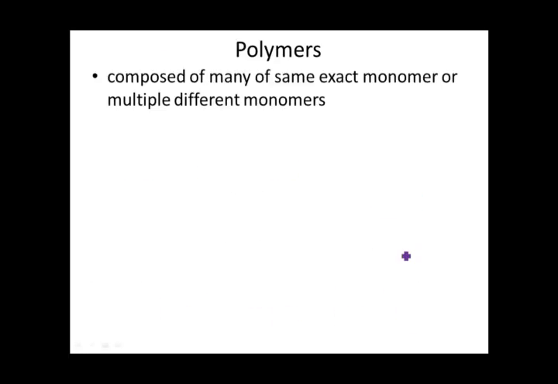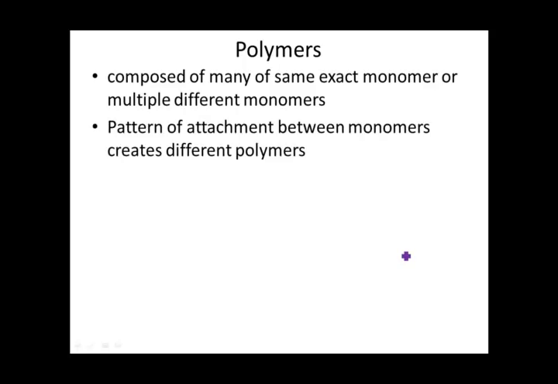Okay, a couple other things about polymers is that they can be composed of many of the exact same monomer or multiple different monomers, and I just want you to put this information in the back of your head and store it, and then as we go through the different polymers, the different macromolecules that are polymers, we'll talk about that. And the same with this. You can have different patterns of attachment between the monomers and create different specific polymers of different molecules. And we especially see this when we talk about carbohydrates or carbs.